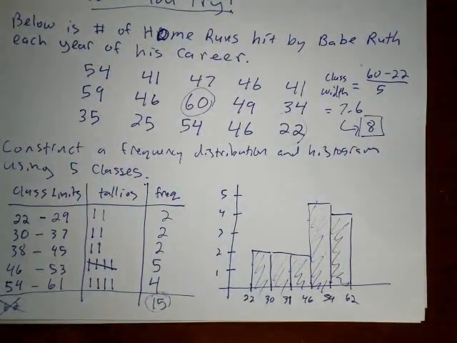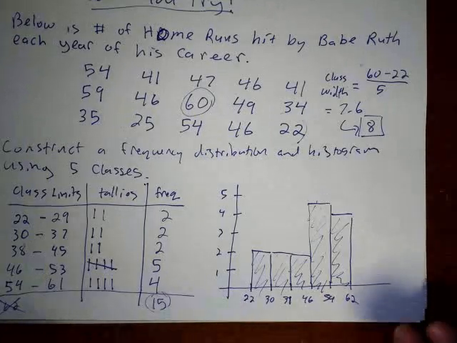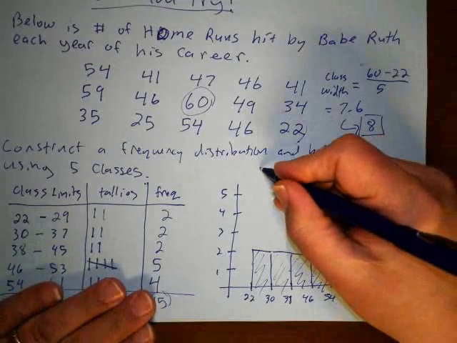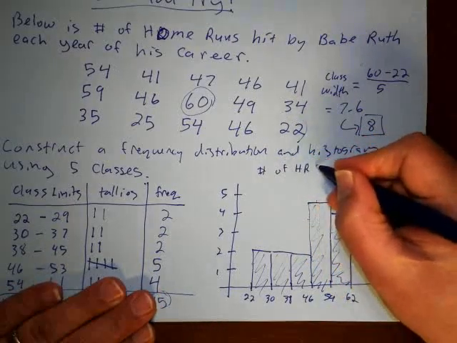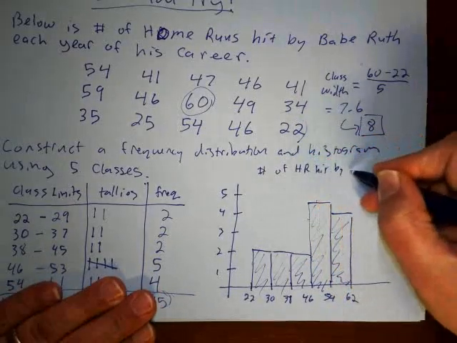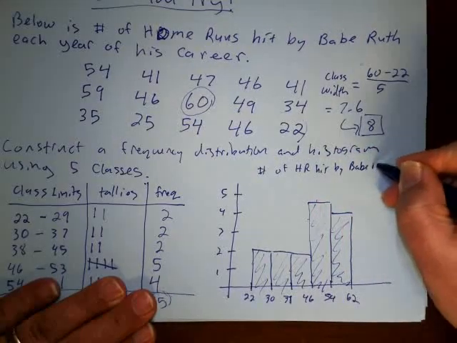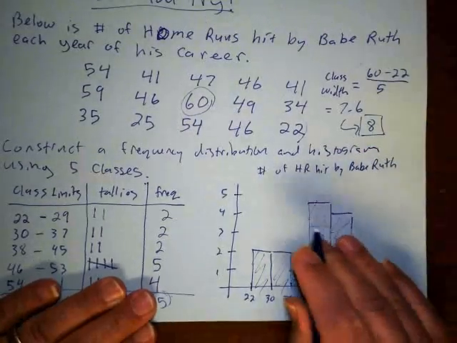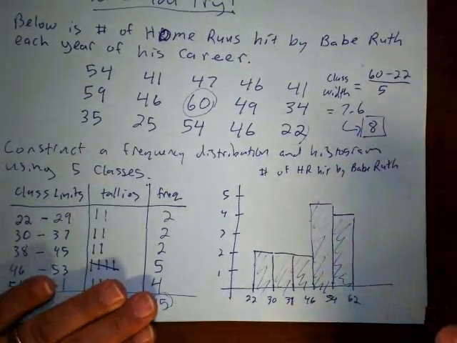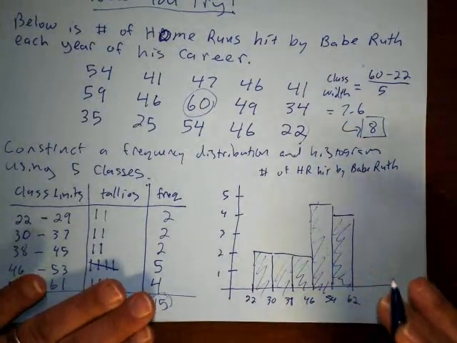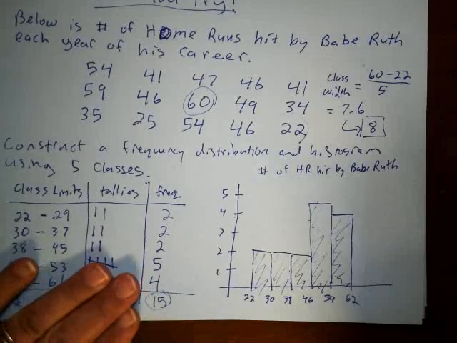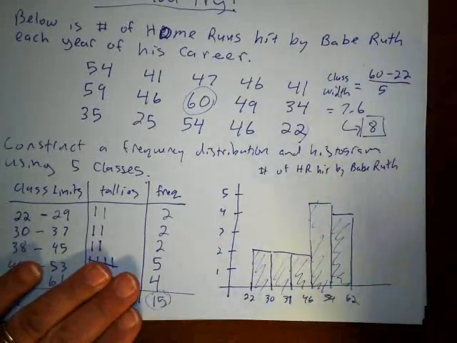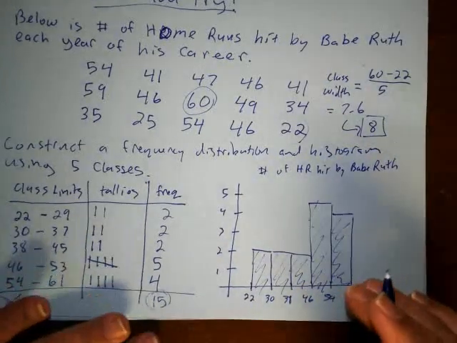Like that, and I'm not quite done yet because I need, that's right, a title and some labels. So this would be number of home runs hit by Babe Ruth. This is actually, let me say, a difficult one to title and label. So they're not all this difficult, but if you got this right, you're doing really, really well.